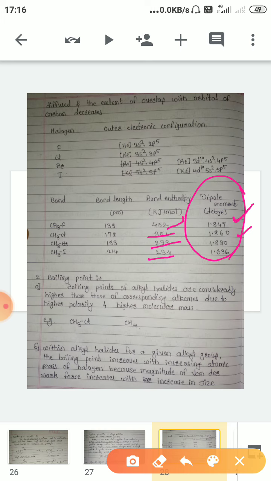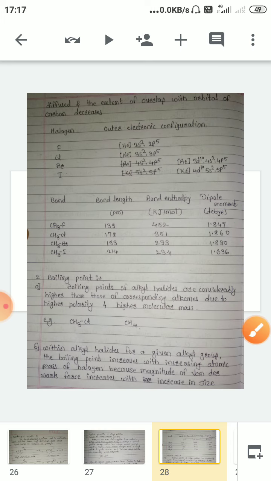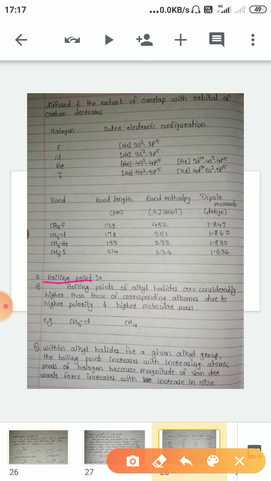Okay, now the second point is boiling point. Now we are going to see the boiling point of alkyl halides. Now for the boiling points of alkyl halides, first we have to compare alkyl halides with alkanes.